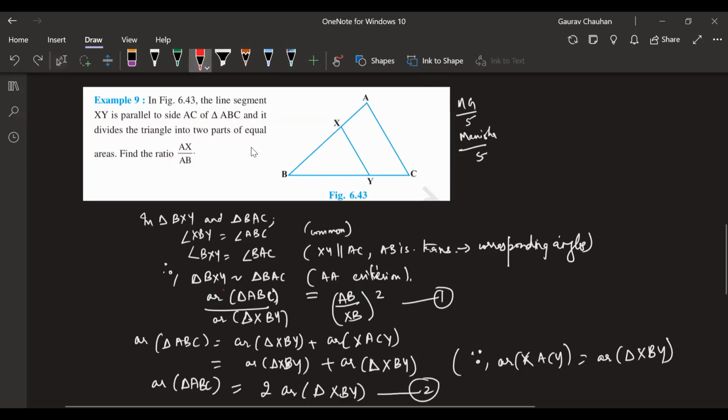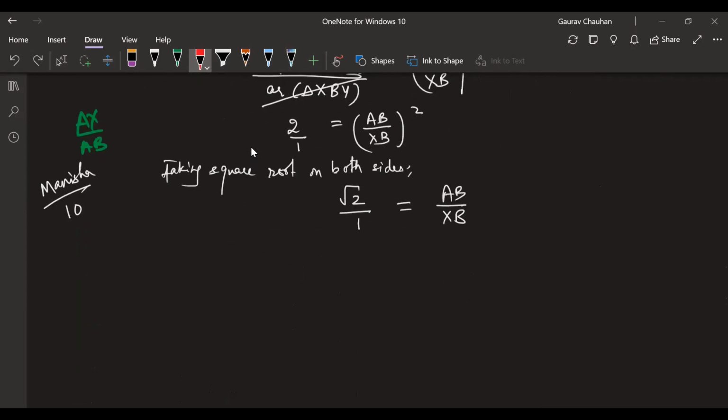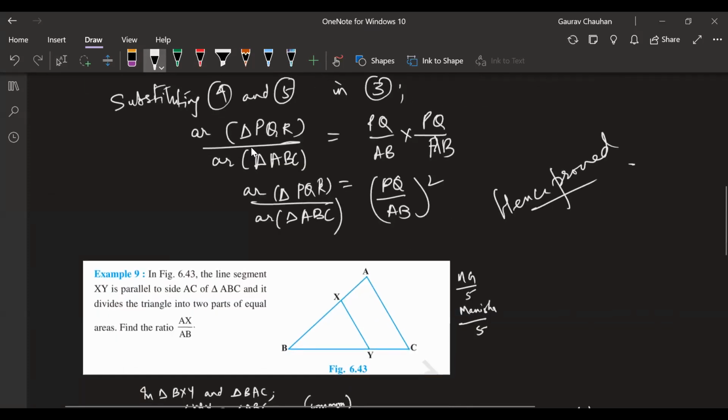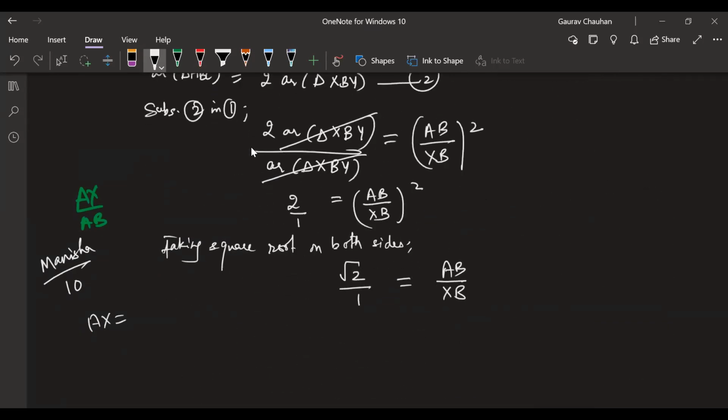Now I'm wondering, how can I reach there? I have AB by XB. I don't need XB, but I need AX. Let's see a few things which we can do. I know that AX is equal to AB minus XB, right? AX is equal to AB minus XB. This is one thing I know.